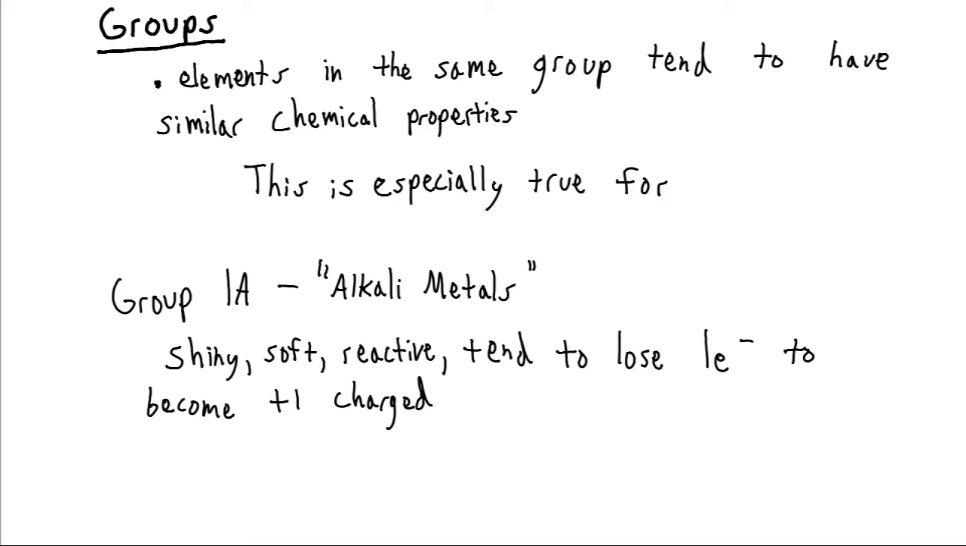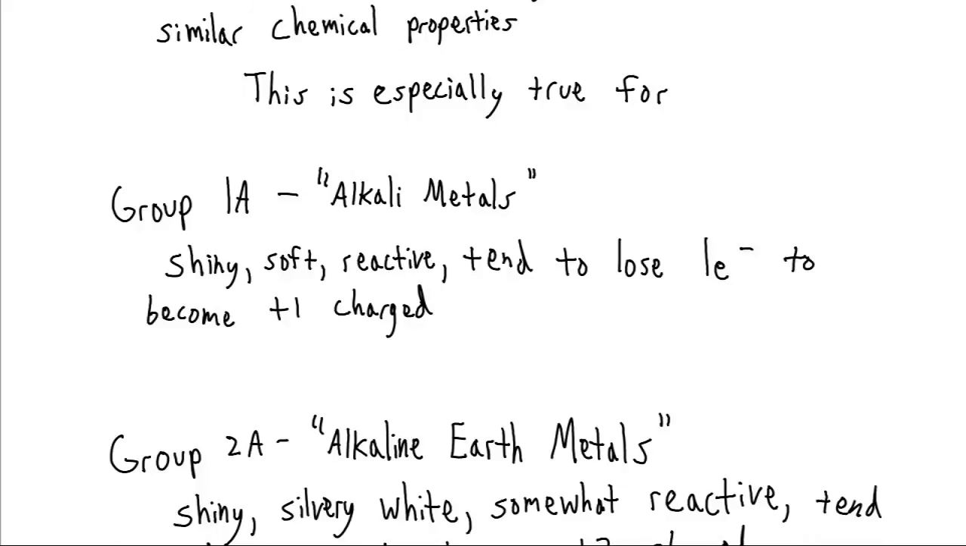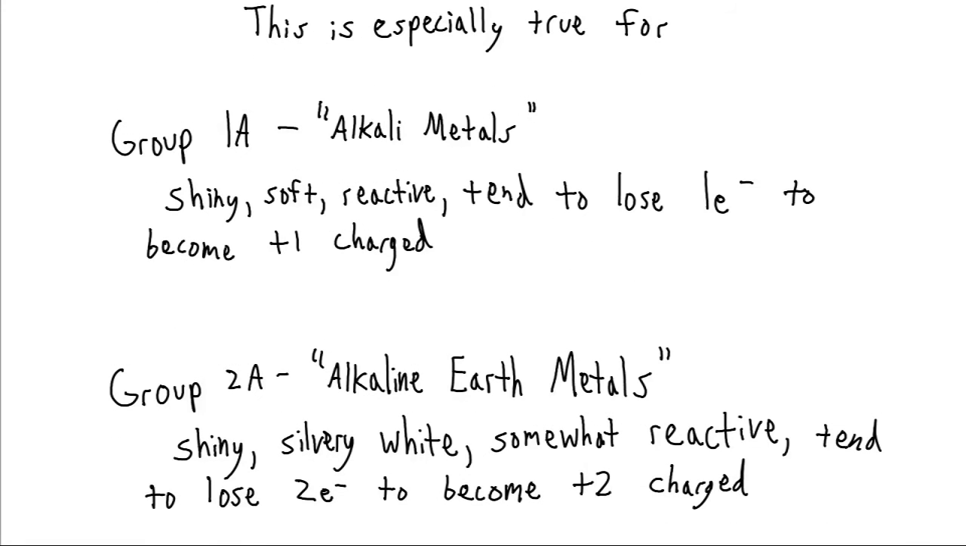So the elements in this group tend to be shiny, soft, very reactive. When they form compounds or are struck by ionizing radiation, they tend to lose a single electron to become +1 charged. Right next to them, we have in group 2A the alkaline earth metals. These are somewhat similar. They're shiny, they're silvery white. They're not quite as reactive, but still fairly reactive. And they tend to lose 2 electrons to become +2 charged.